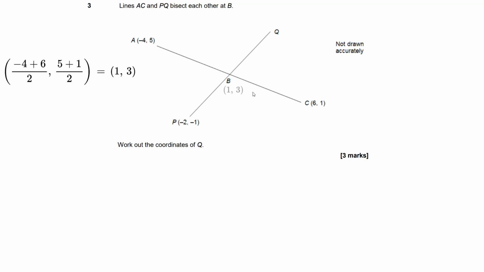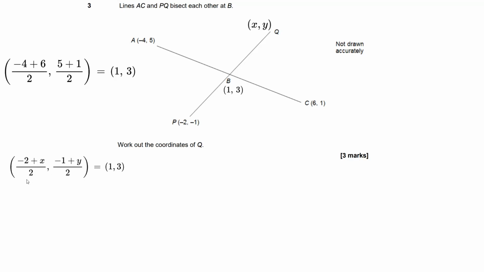So I'm just going to plot that on. And then we want to work out the coordinates of Q. And we don't know what Q is, so we'll just leave it here as x, y. But we can do essentially the same thing, because if they bisect each other, PB will also equal BQ, as AB and BC. So minus 2 plus x divided by 2 equals 1, and then minus 1 plus y divided by 2 equals 3. So you've got this.